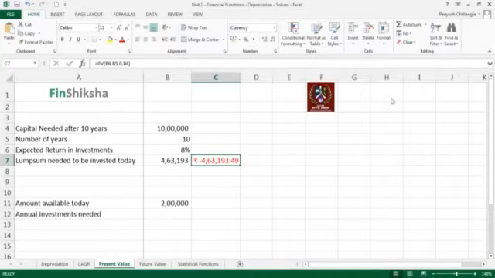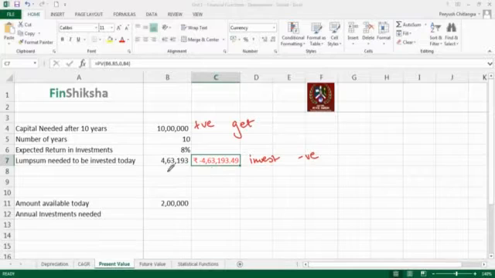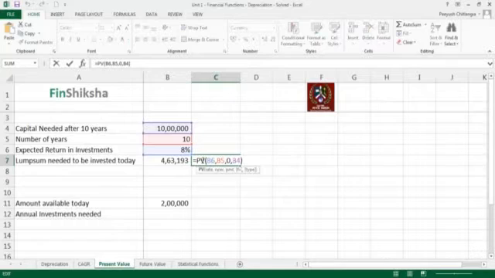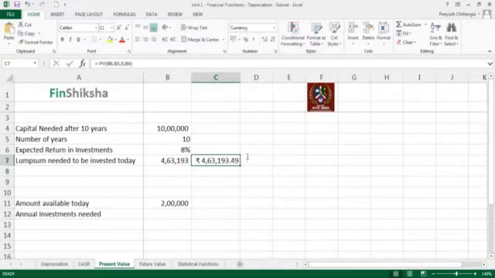and when you click on this, it gives you a negative value. Why is this a negative value? It is because if this is positive and we are going to get this, then if we are investing it, in terms of cash flow, this needs to be negative. We put in 4,63,193, which is the value we get here as well. If you want the answer as a positive number, you could put a negative sign outside this cell and we get a positive number.